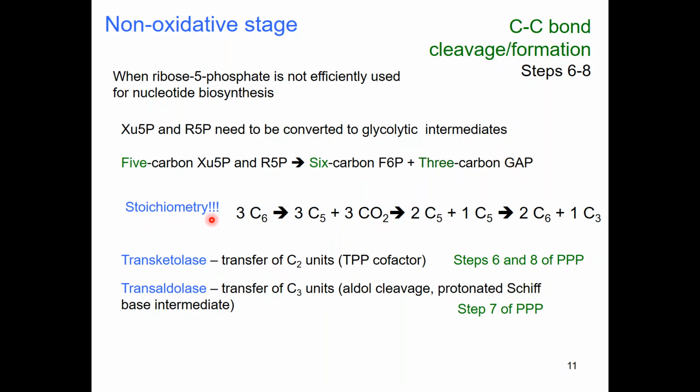Okay, stoichiometry of the reaction. So we started with 3 molecules of glucose 6-phosphate, right? This oxidative stage produces 3 molecules of ribulose 5-phosphate, each of them containing 5 carbon atoms, and 3 molecules of CO2. So that's our oxidative stage, steps 1 through 3. Now let's set aside CO2, because we are going to focus on just the ribulose 5-phosphate molecules and their fate.